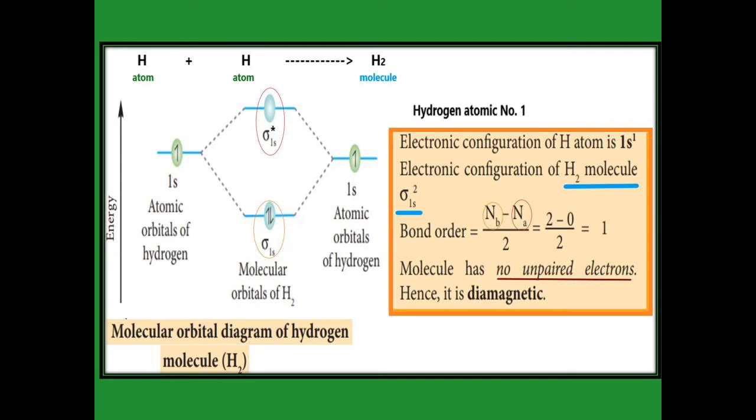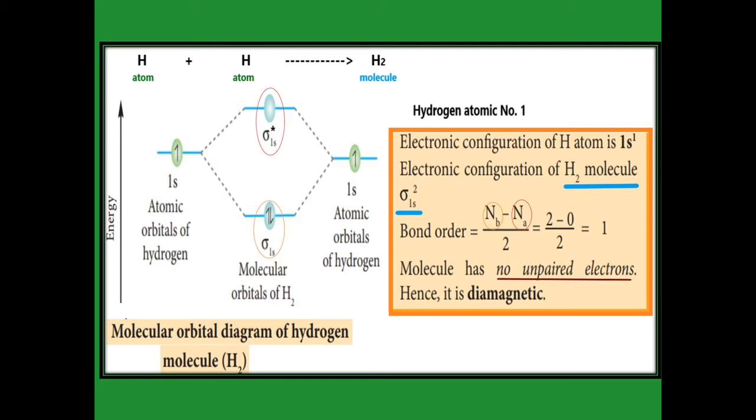Now see on the left hand side the 1s atomic orbital of hydrogen and another 1s atomic orbital of hydrogen. They are going to combine, and from two atomic orbitals, how many molecular orbitals will form? Two molecular orbitals will form in between the atomic orbitals. They are indicated as sigma 1s and sigma star 1s. Sigma 1s is a bonding molecular orbital. In that orbital two electrons are present. They come from the 1s atomic orbital of one hydrogen and the 1s atomic orbital of the other hydrogen.